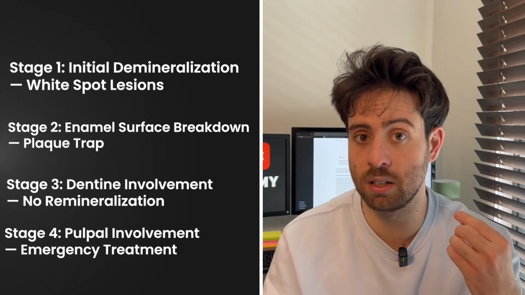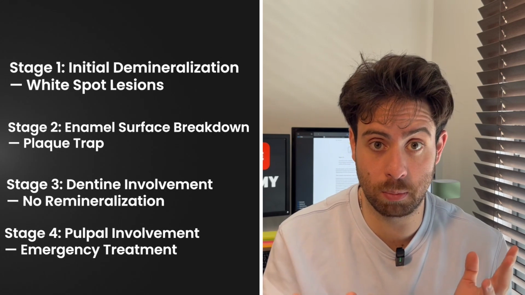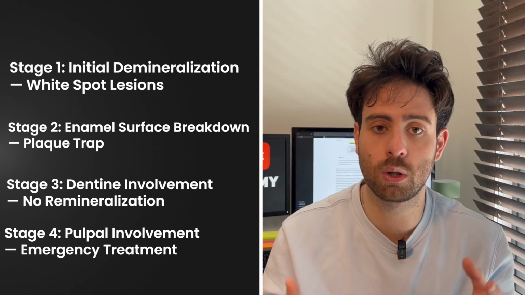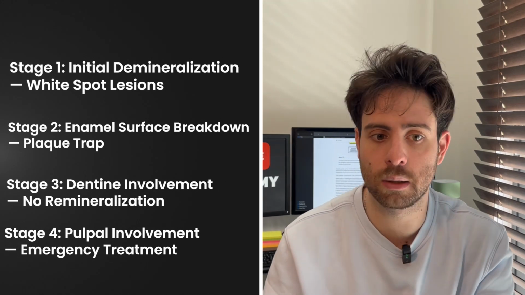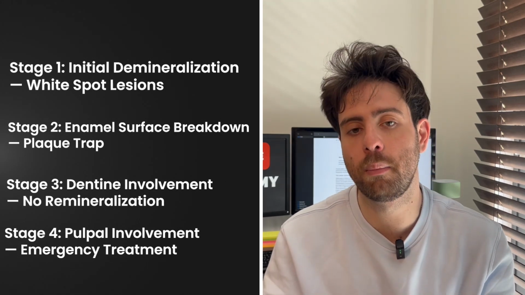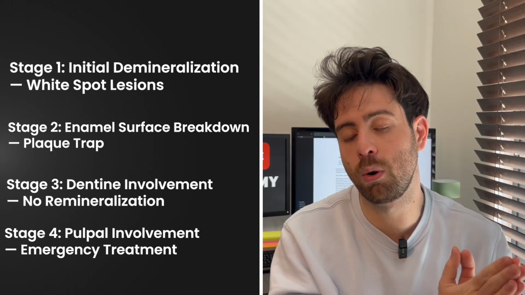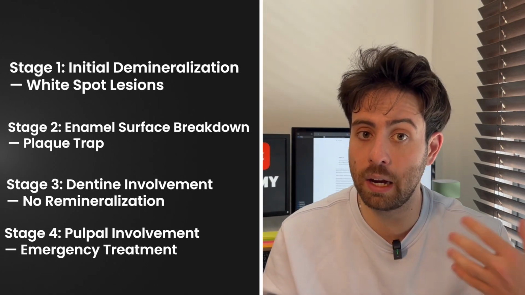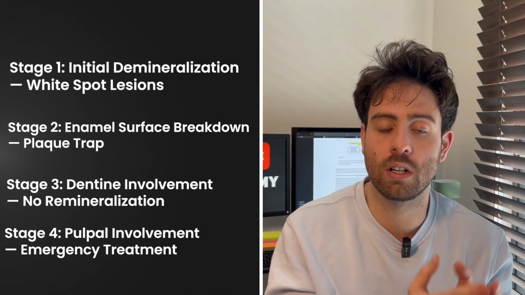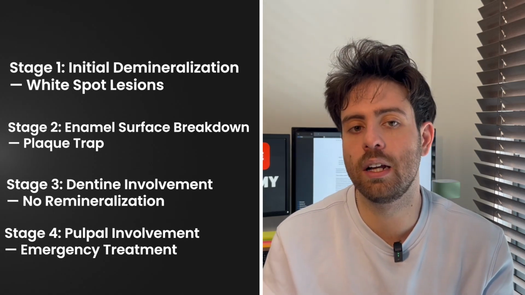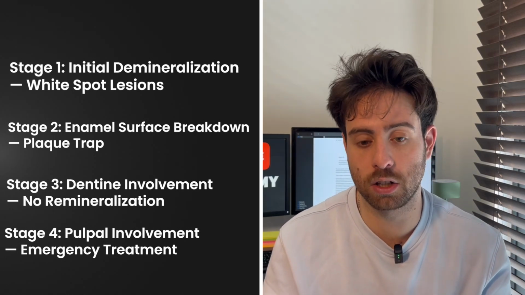And if the decay progresses into the pulp, which is the nerve and the blood supply of the tooth, now we're dealing with what we call an irreversible pulpitis or pulpal necrosis. And here, symptoms can be severe: throbbing pain, pain that wakes you up at night, prolonged sensitivity to temperature. It could be pain that persists even after the removal of the stimulus, for example the cold, or a swelling or an abscess formation. And at this stage, a root canal or an extraction is necessary.